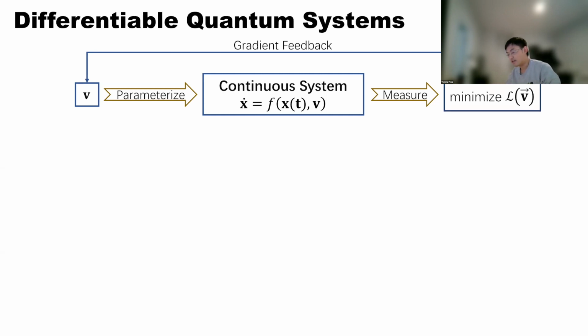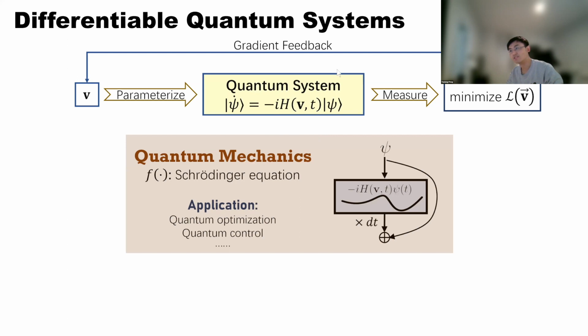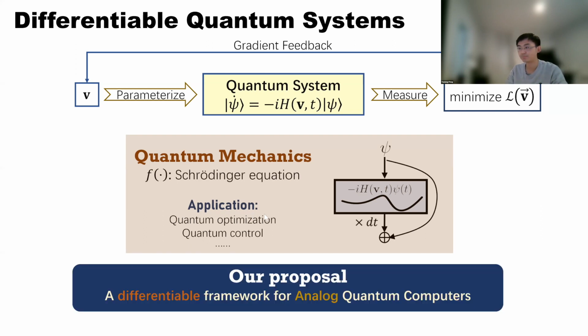So the natural question to ask here is, can we substitute the continuous system with a quantum system? And the answer, of course, is yes. So basically, we use a quantum system in the loop, where the Schrodinger equation is the governing equation that you can use to govern the evolution of the system. For quantum mechanics, the F here is the Schrodinger equation written in this form, and the application can be used for problems like quantum optimization and quantum control. Our proposal is a differentiable framework for analog quantum computing in this workflow.